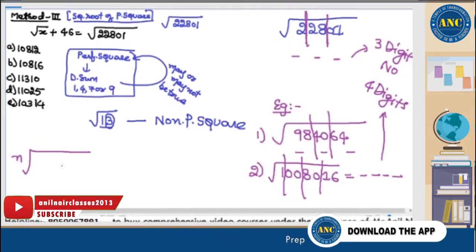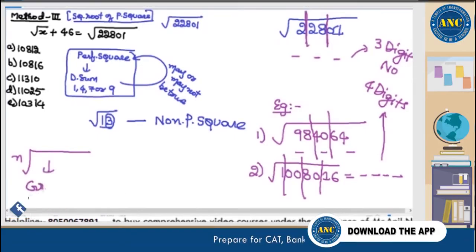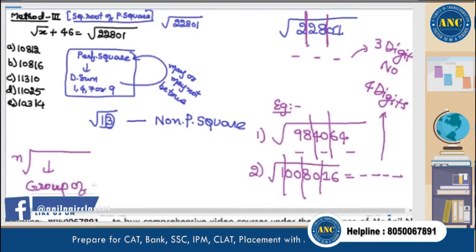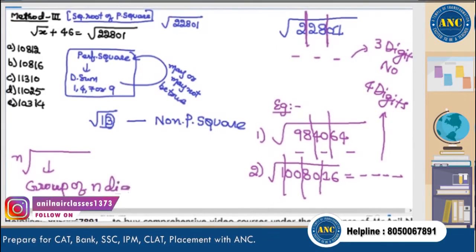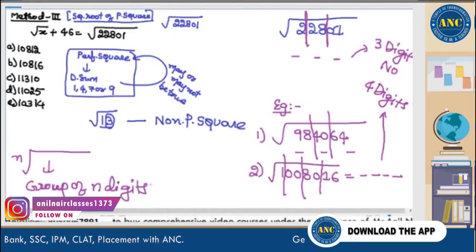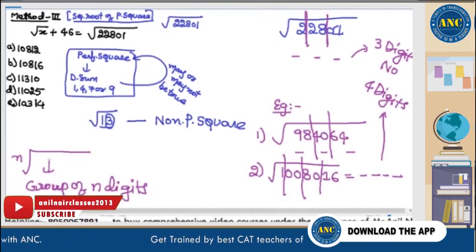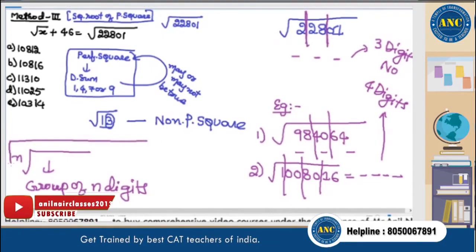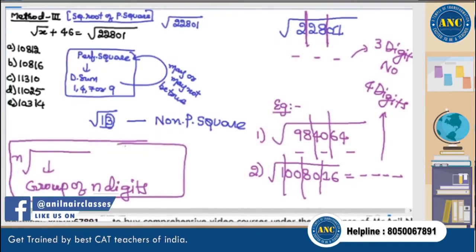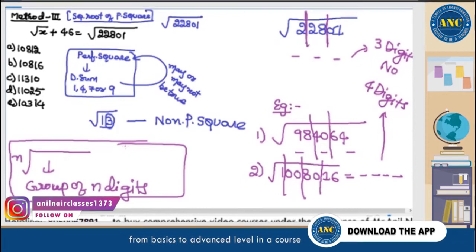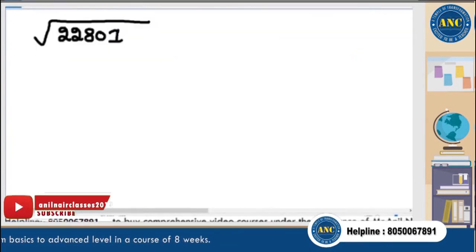If it is nth root, take a group of n digits. I hope it is clear. If it is square root, take a group of 2 digits. If it is third root, take a group of 3 digits. Concept by concept I will go. So what is the digital sum?